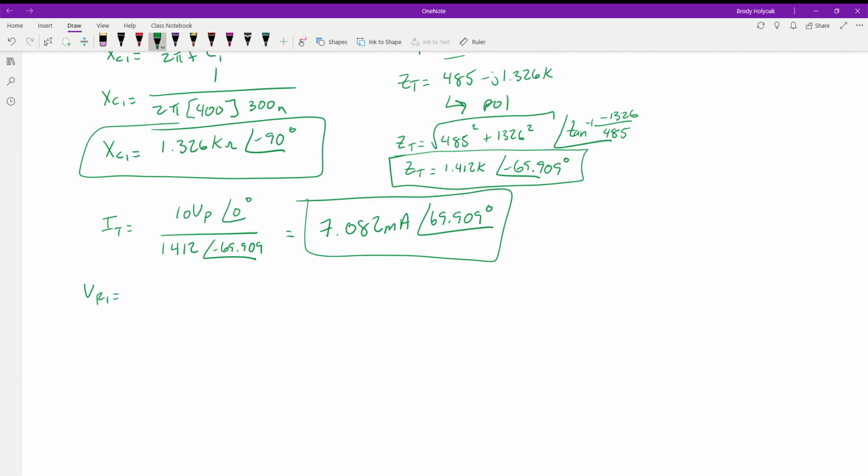VR1 is the current going through it times the resistance, which in this case, since it's a series circuit, all of it's going through it. So 7.082 milliamps at an angle of 69.909 multiplied by 175 at 0. VR1 is equal to 1.239 volts at an angle of 69.909 degrees.